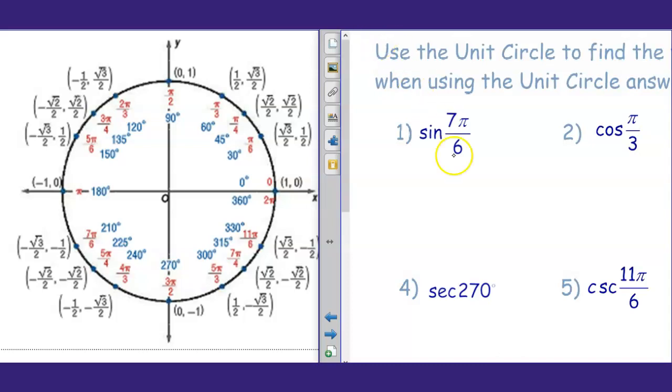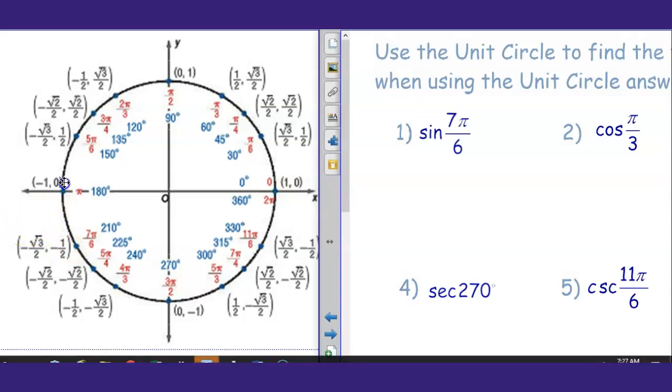So, sine of 7 pi over 6. Well, I go to my unit circle, and I find 7 pi over 6, which is right here. Now remember, sine is your y value. Cosine is x. Sine is y. So sine of 7 pi over 6 is negative 1/2.